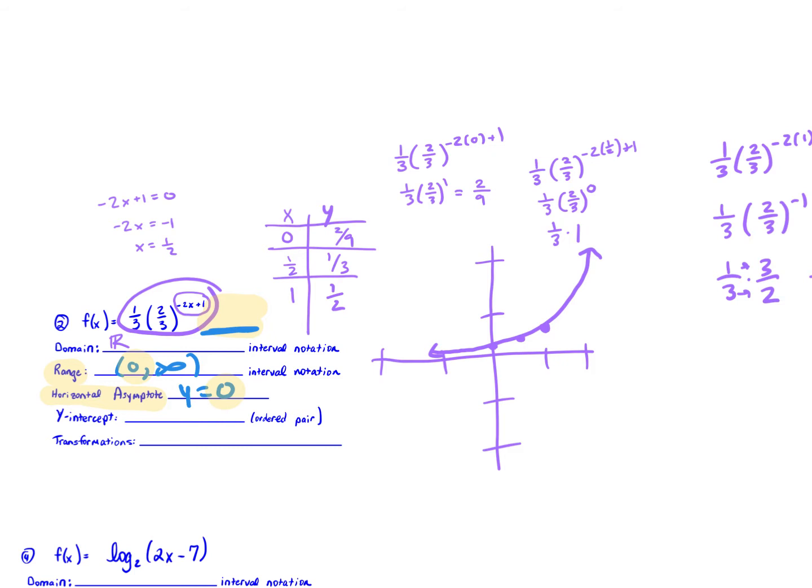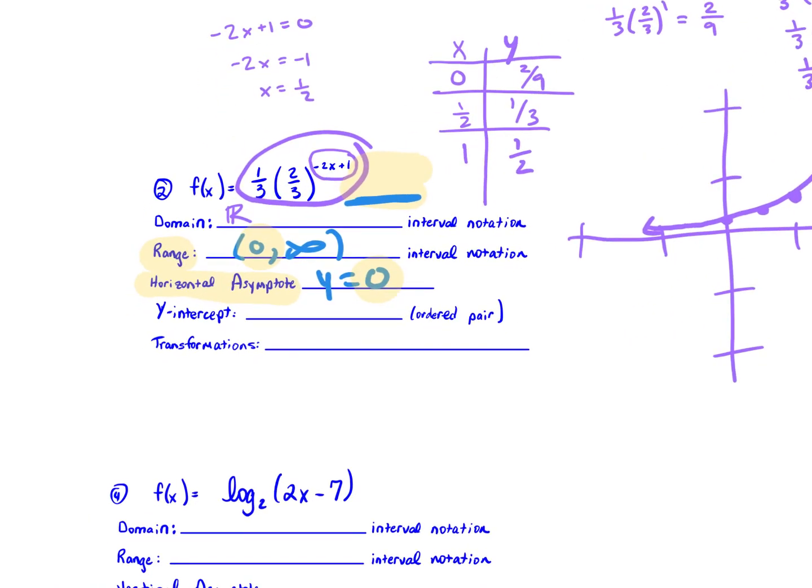How do I find my y-intercept? Plug in 0 for x, which I already plugged in 0 here actually. So when I plug in 0, I get 2 over 9. So how would I write that as a point? 0, comma 2 over 9.